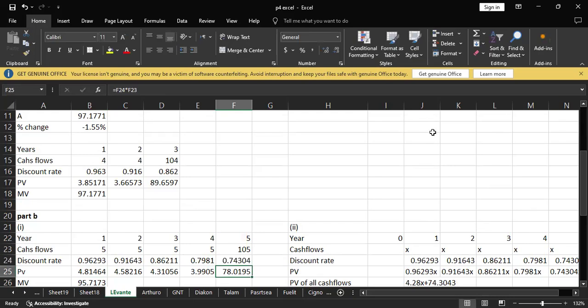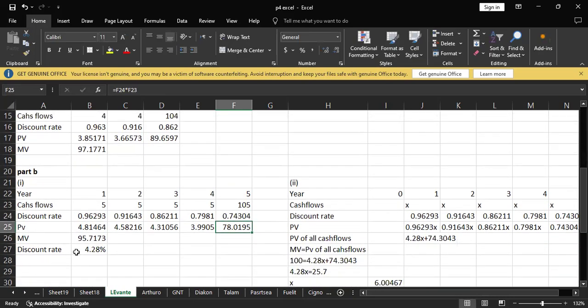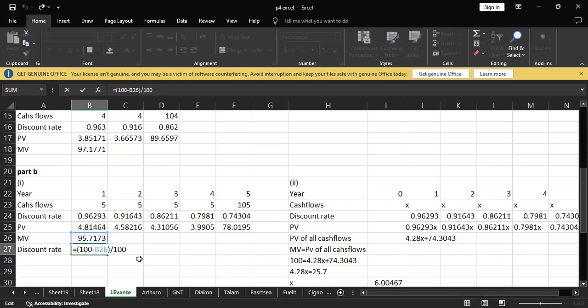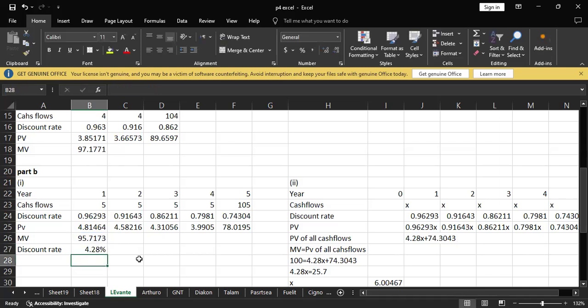So these are the present values, which are coming as 95. The bond par value is 100. The market value is coming as 95. It means that we are issuing the bond at a discount of 4.28%. The only point was that you have to compute the discount factors, and that's it.